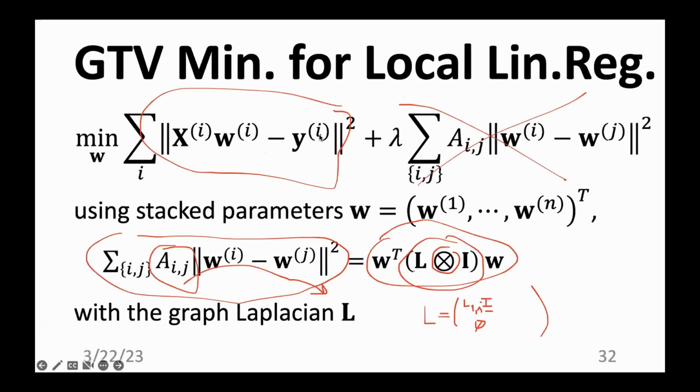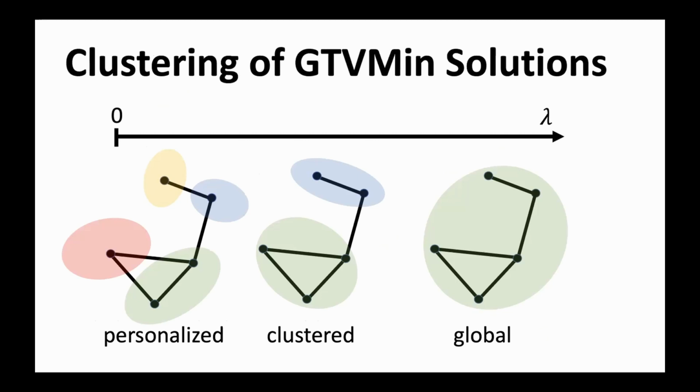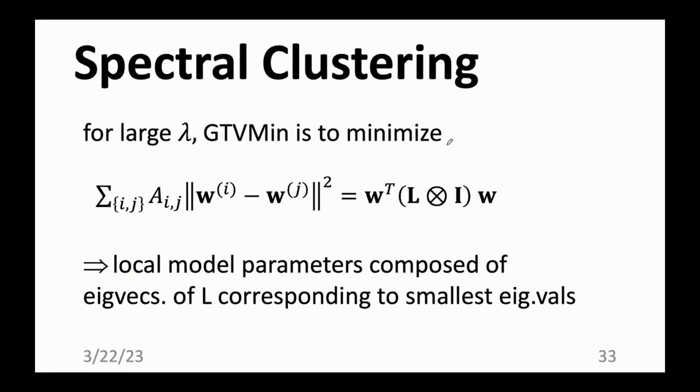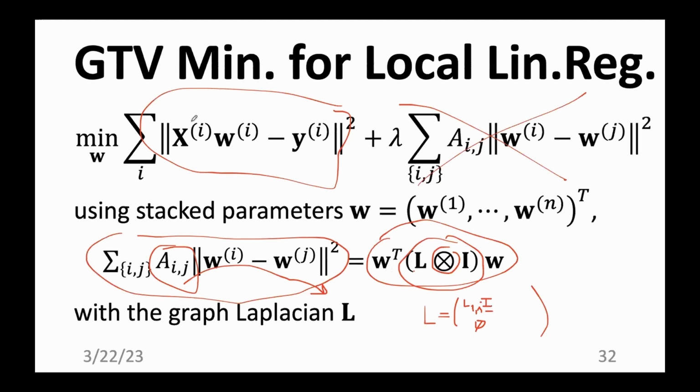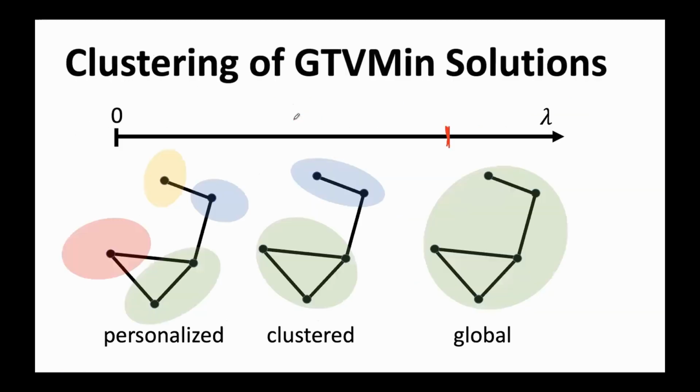And the other extreme case, if you make lambda very large, beyond a certain critical point, it turns out that the solutions for this problem will be approximately constant over all nodes. So this is the pooling where you pool all local data sets in the graph together. And this critical value depends on two things. It depends on the local data sets themselves, so in this case on the feature matrix and the label vectors at each local data set. And it depends on the graph structure.